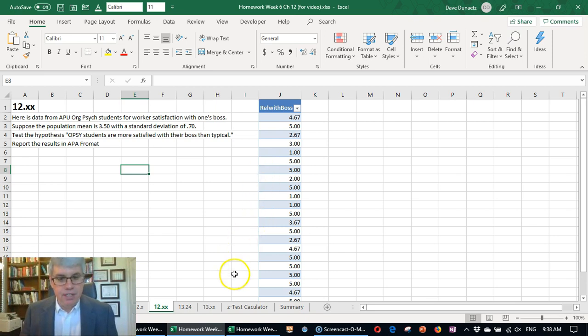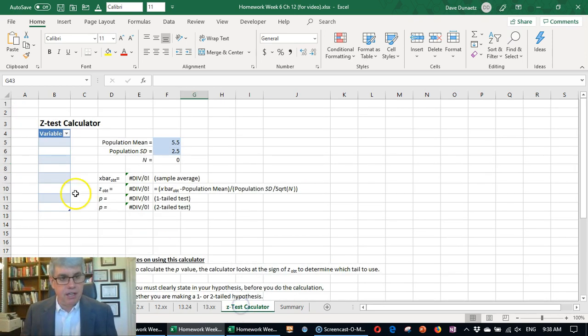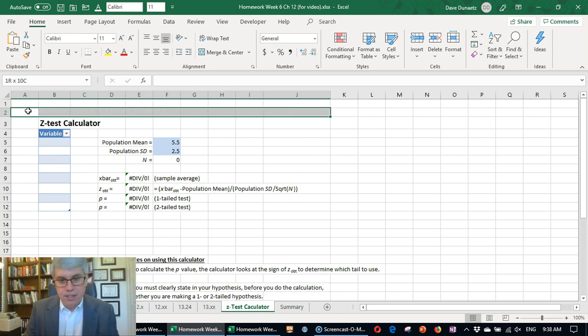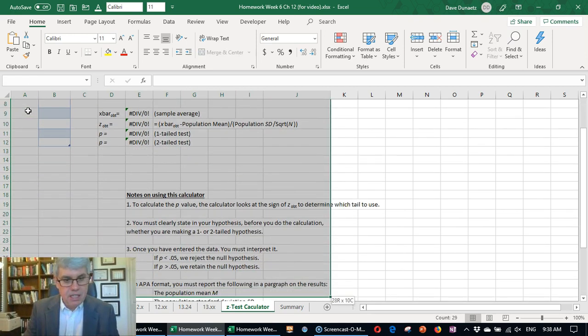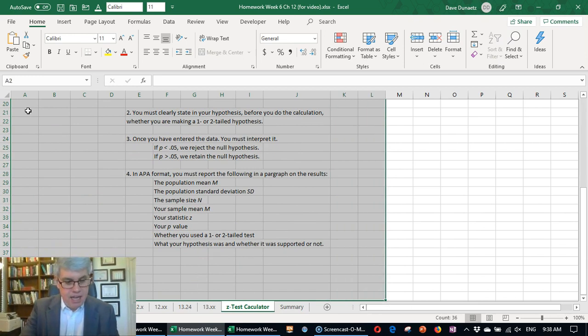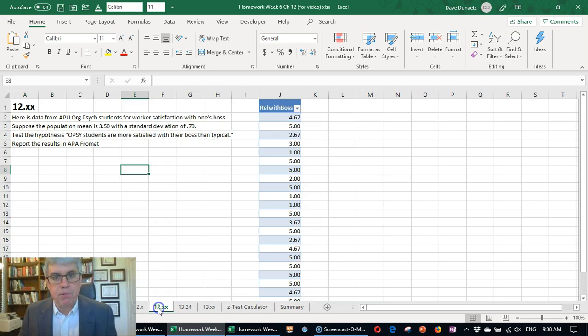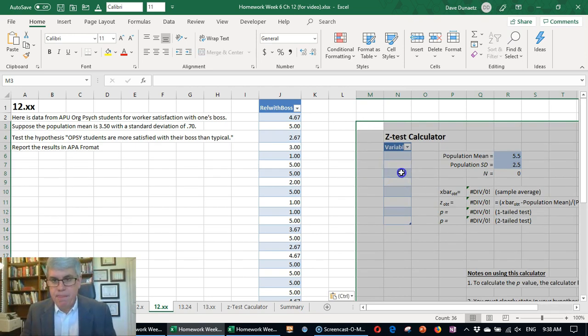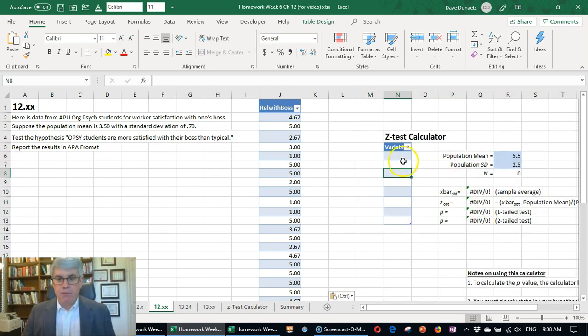Okay, so we're comparing this data with the population. So that means we're going to use a z-test. So I'm going to go over to the z-test calculator, and I'm going to copy this whole section here, and Control-C for copy. I'm going to go back to tab 12.xx, and I'm just going to paste it over here, Control-V for paste. And now we have the z-test calculator where we have to enter the data, we have to change the population mean and the population standard deviation.